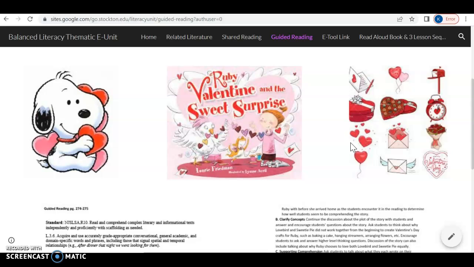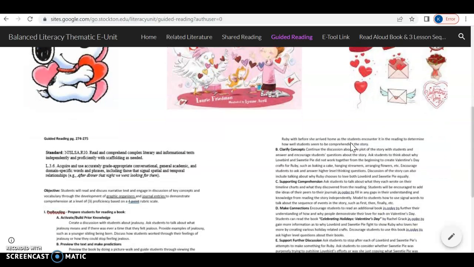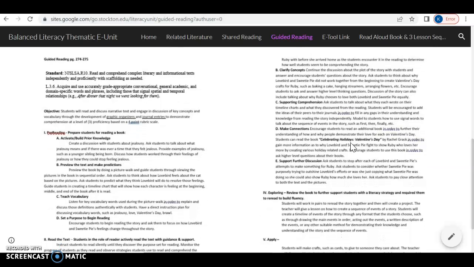Then over on our guided reading tab, we have Ruby Valentine and the Sweet Surprise. This lesson allows students to work with the teacher in small groups with peers that are on similar reading levels. This lesson promotes both reading and writing development. By working in smaller groups, the teacher is able to give more specific and individualized instruction to students. The teacher is able to give general support needed by this group, along with providing individual aid to students while they are doing independent work during the lesson.